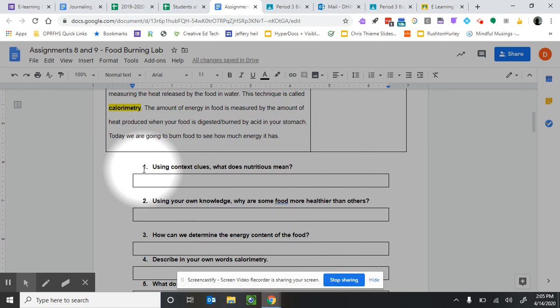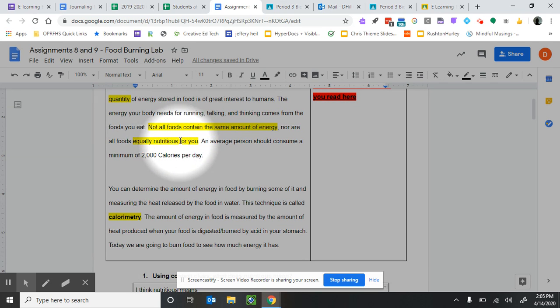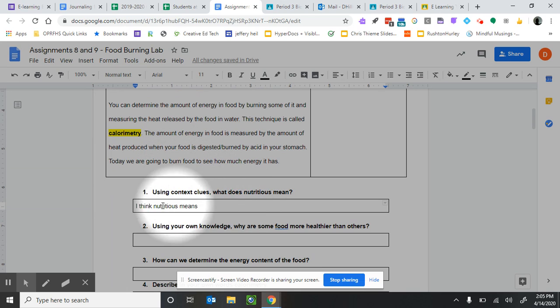Question number 1. Using context clues, what does nutritious mean? So I think nutritious means, so context clues, I have to go back and find the word nutritious and find the clues around it. So what does nutritious mean? I need you to finish this statement on your own.